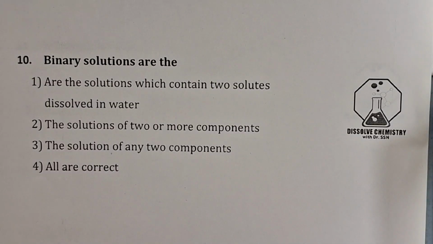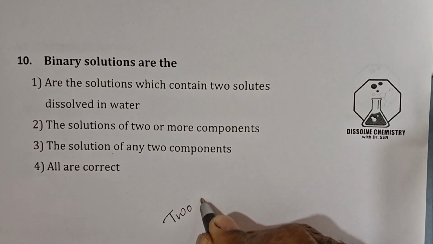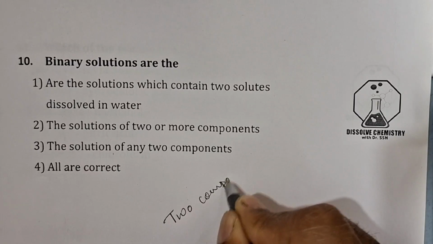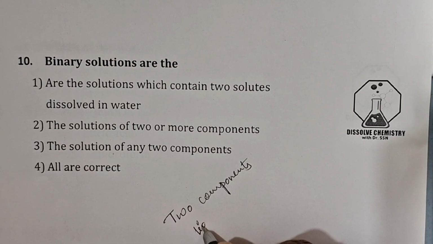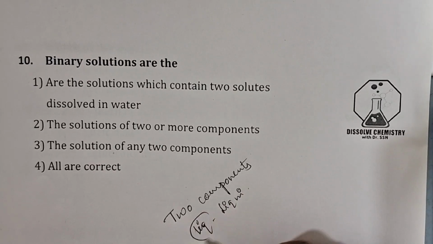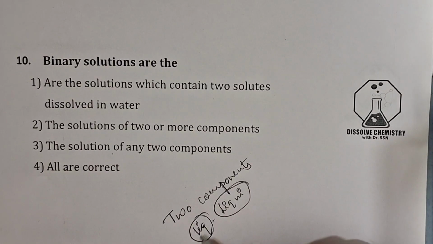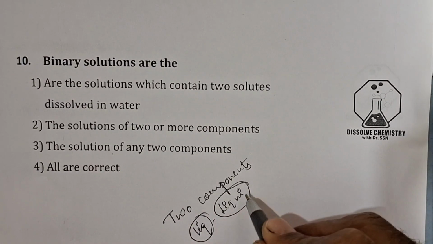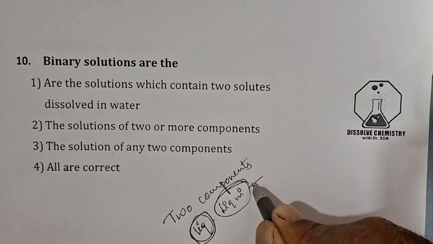Binary solutions: the word binary itself is saying two components. Those two components may be liquid, solid, or whatever it is. One will be the solute, another the solvent. If it comprises two components, then it is called as what?